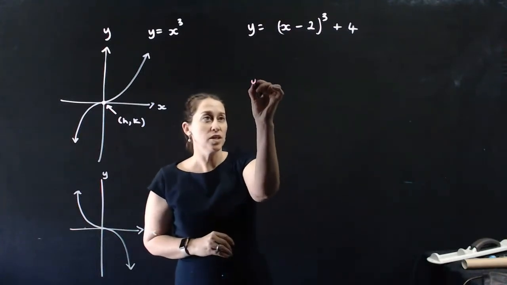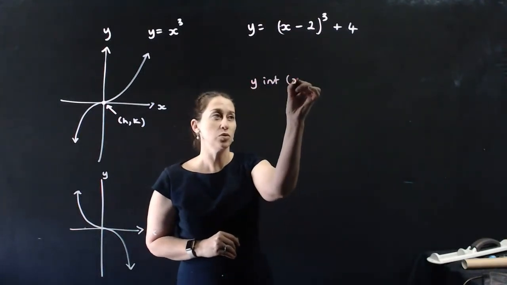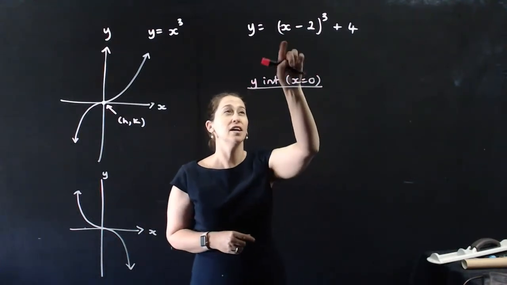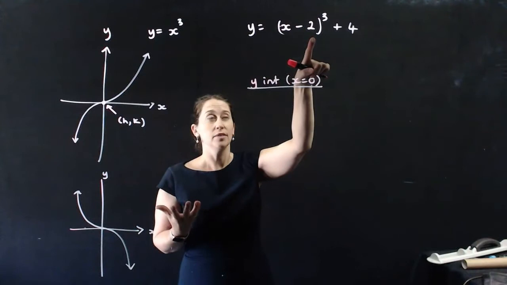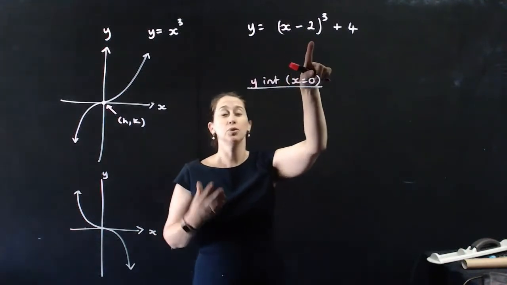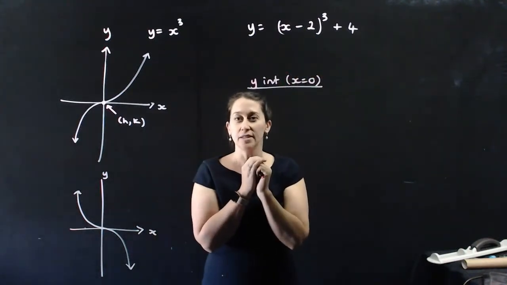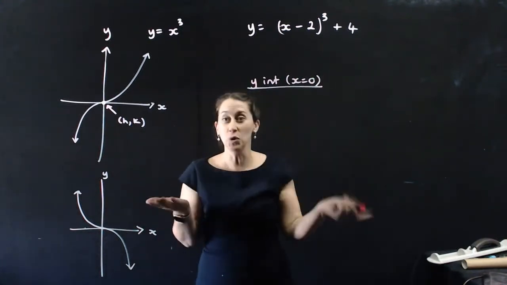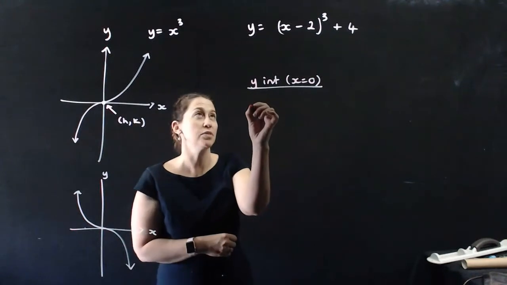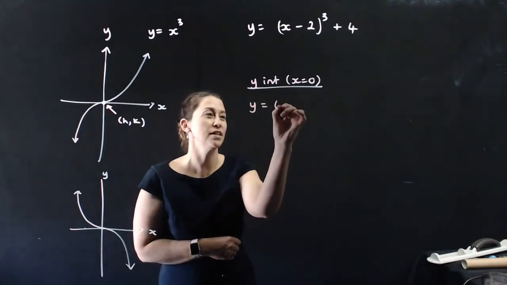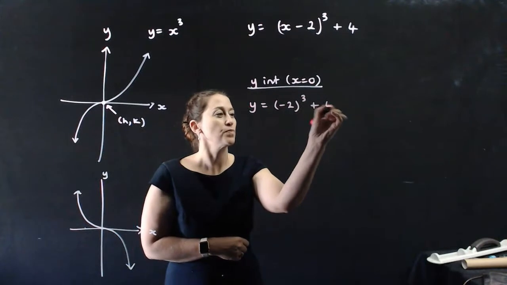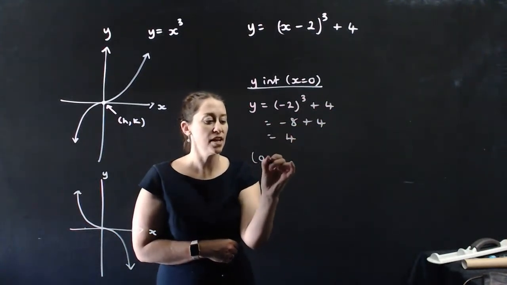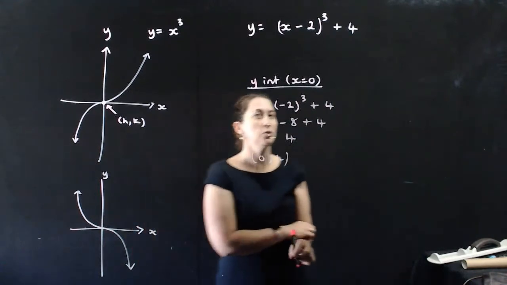So we need to find the y-intercept, and of course that occurs when x equals 0. So if I substitute in x equals 0 into here, I get 0 minus 2 is minus 2, minus 2 all cubed is minus 8, plus the 4 gives me minus 4. So the y-intercept is minus 4. I better substitute that in there. So we're going to have a y-intercept of (0, minus 4).